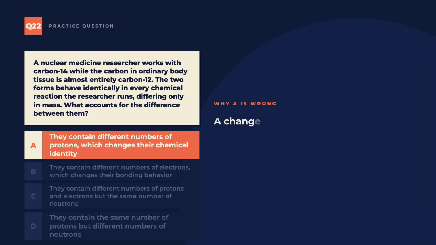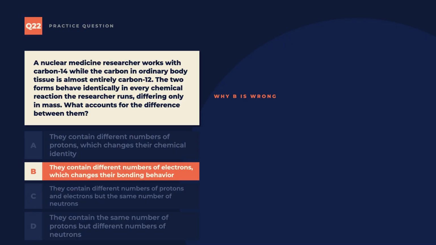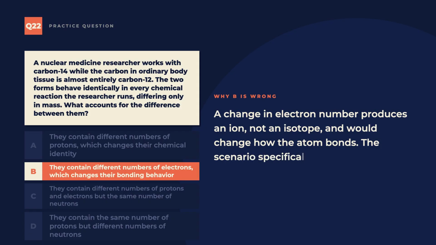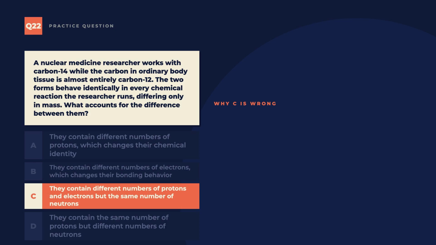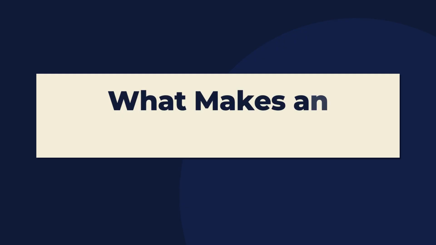A is wrong because a change in proton number would change the element itself. An atom with a different proton count would no longer be carbon. B is wrong because a change in electron number produces an ion, not an isotope, and would change how the atom bonds. The scenario specifically states that chemical behavior is identical. C is wrong because this describes ions of different elements rather than isotopes. Isotopes hold protons and electrons constant and vary neutrons.